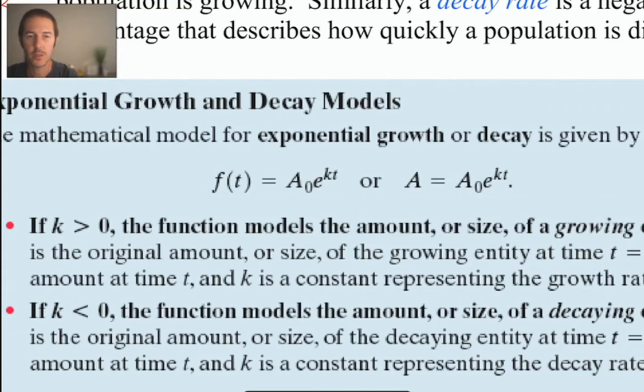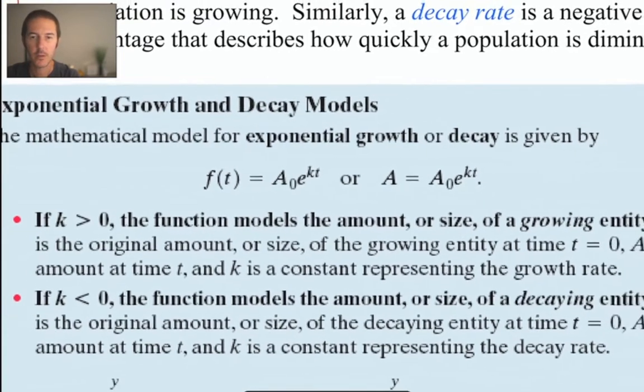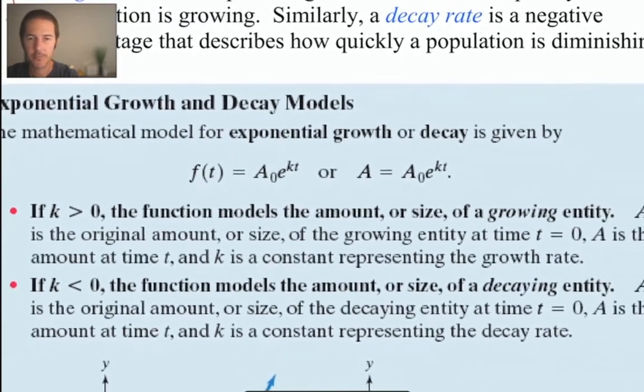A sub 0, that subscript of 0, tells me that it's a starting amount. e is a number, which you should be aware of at this point. It is approximately 2.7, and k is going to be our growth or decay constant. It's going to be the percentage that's either positive or negative that tells us whether we have a population that's growing or decreasing. And t is going to be measuring time.